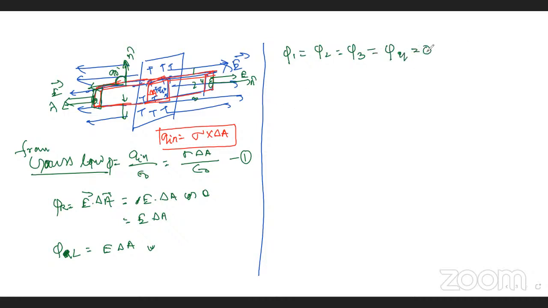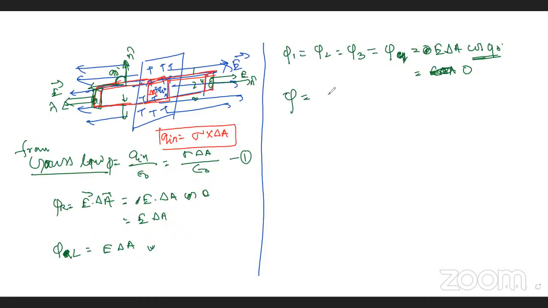The flux is 0. Why? Because you can write E dA cos 90, and cos 90 is 0. So this is E dA, but this is 0. So all four faces are 0. So what will the total flux with this surface be? The total flux will be the sum of all the fluxes.